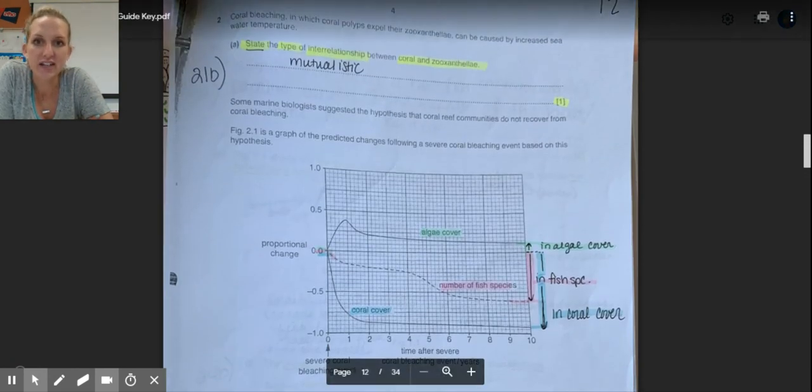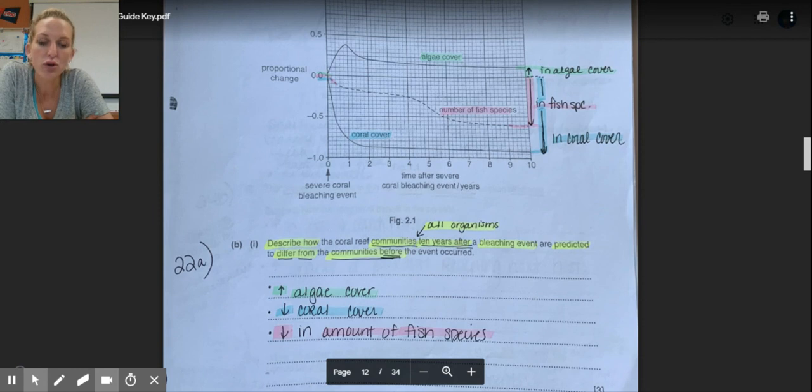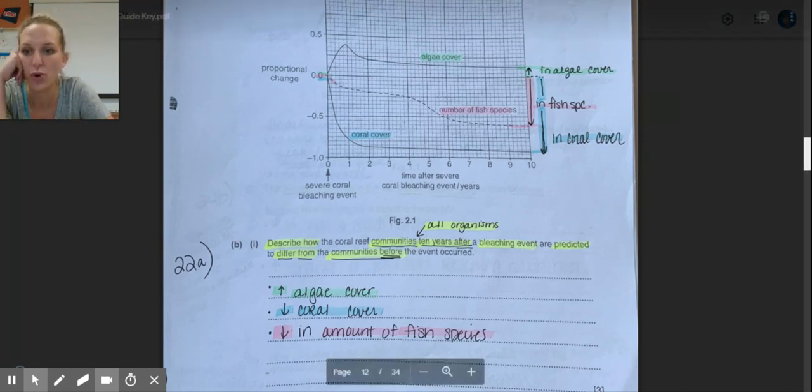Okay, state the interrelationship between coral and zooxanthellae. It's one word, mutualism. Both species benefit. Describe how the coral reef communities 10 years after the bleaching event will be predicted to differ from the ones before.